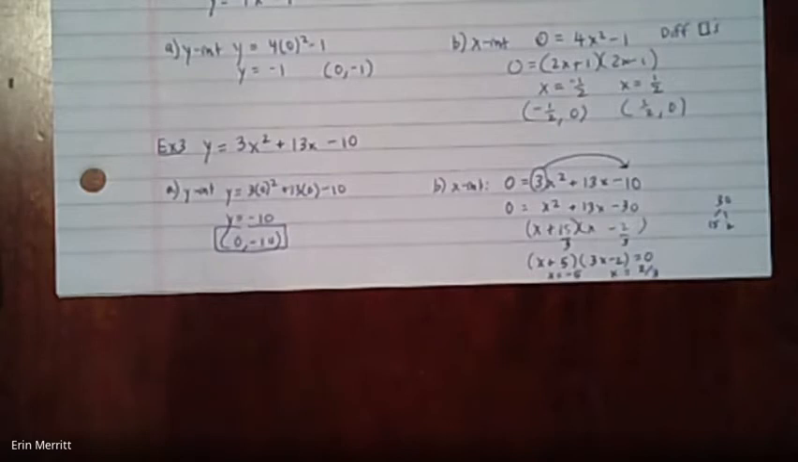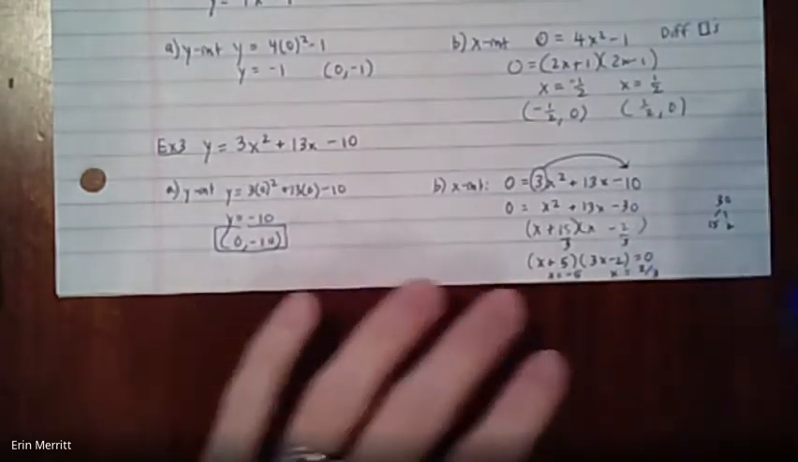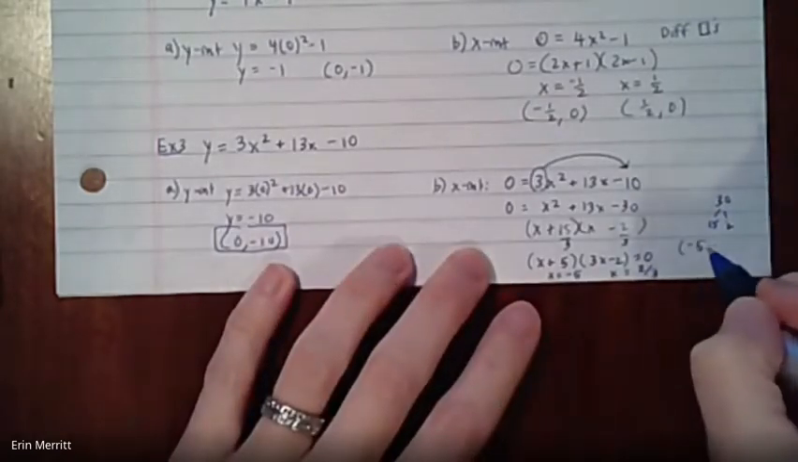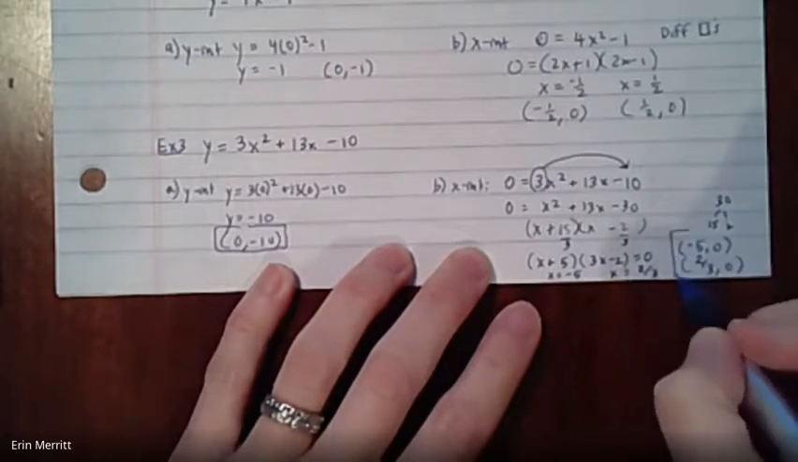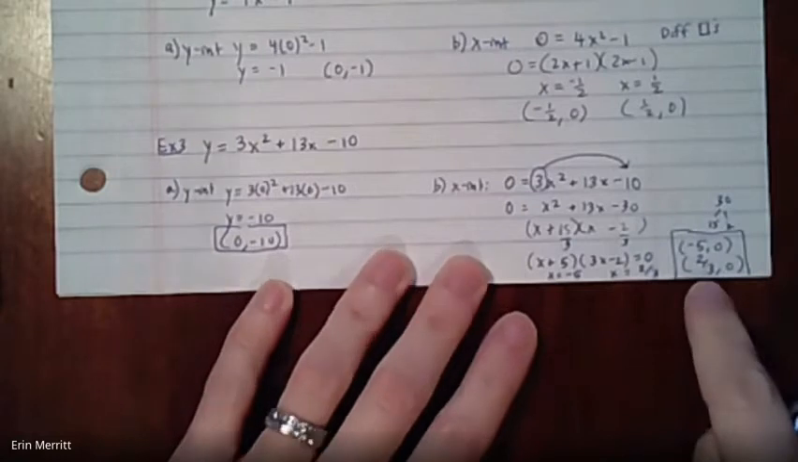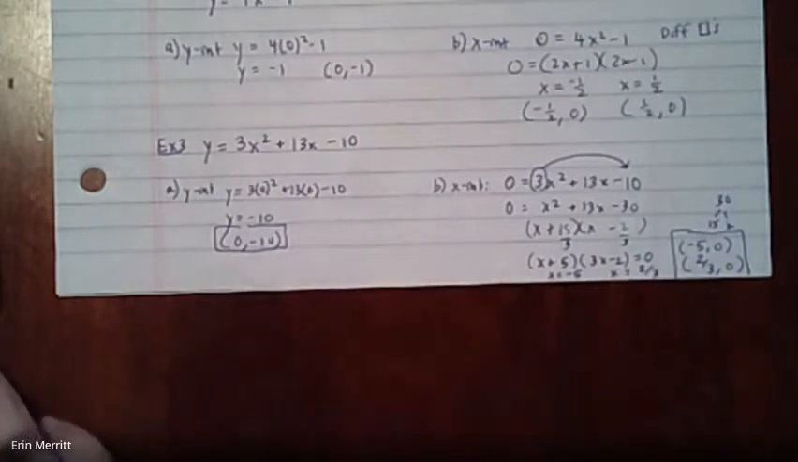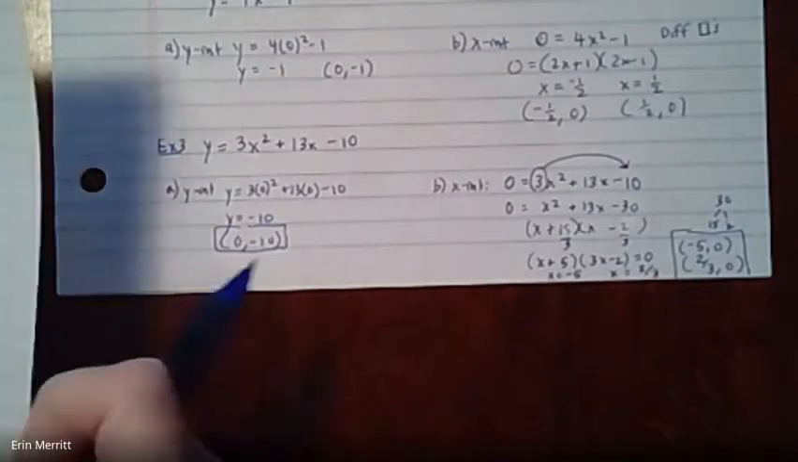Sorry. All right. And so my two solutions here is that the x-intercepts would be at -5, 0, and then positive 2/3, 0. Now, of course, if you did on the calculator, positive 2/3 is going to look like 0.6 repeating. So you just want to make sure you remember those little details.